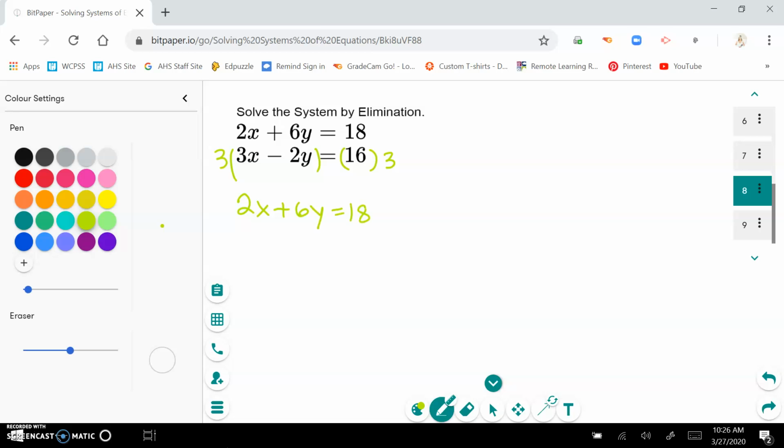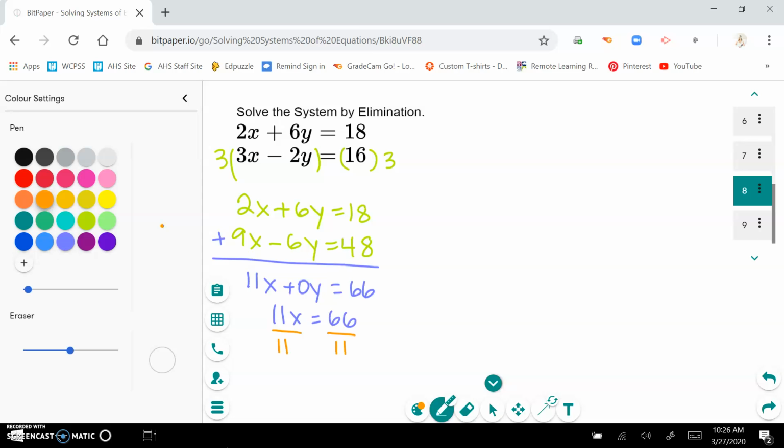So when we multiply, we get 2x plus 6y equals 18, and 9x minus 6y equals 48. Since we now have an opposite pair, we can add our two equations together. So 2 plus 9 gives us 11x. Positive 6 plus negative 6 gives you a positive 0y. And 18 plus 48 is 66. The 0y goes away, so we're left with 11x equal to 66.